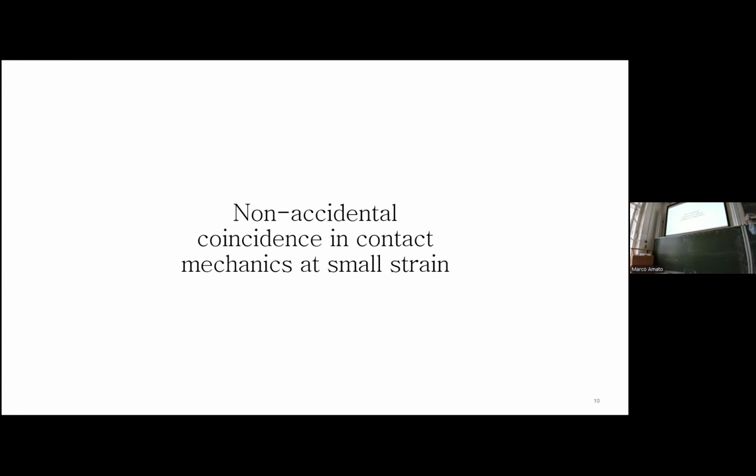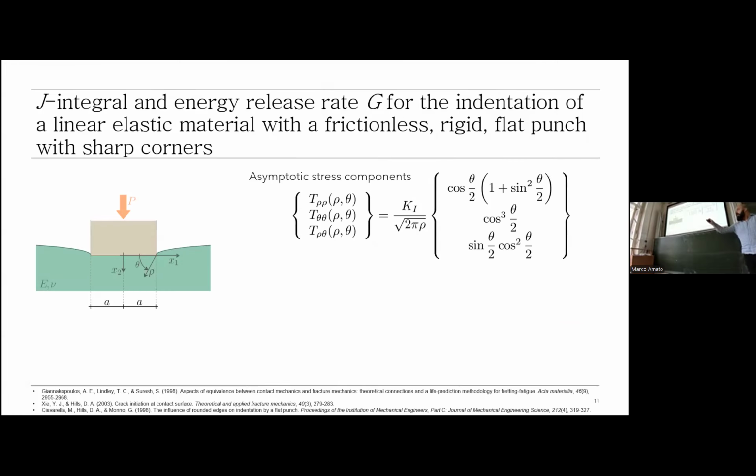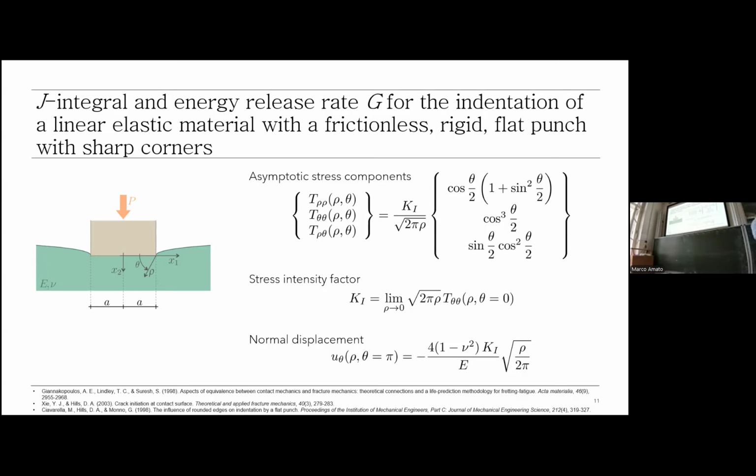In order to do that, let us start from an accidental coincidence in linear elasticity. We consider a linear elastic half space indented by a frictionless flat rigid punch. Then we focus our attention on the right corner. As we know, a singular stress state arises there. But by using an asymptotic approach, we are still able to write the stress components, here reported in polar coordinates and in function of K1, which is the stress intensity factor, the same stress intensity factor that arises in mode 1 crack propagation. And still by using an asymptotic approach, it's also possible to define the normal displacement arising on the free surface.